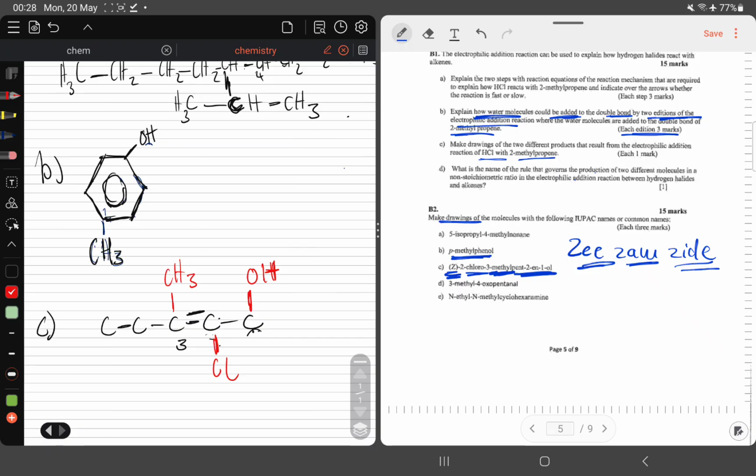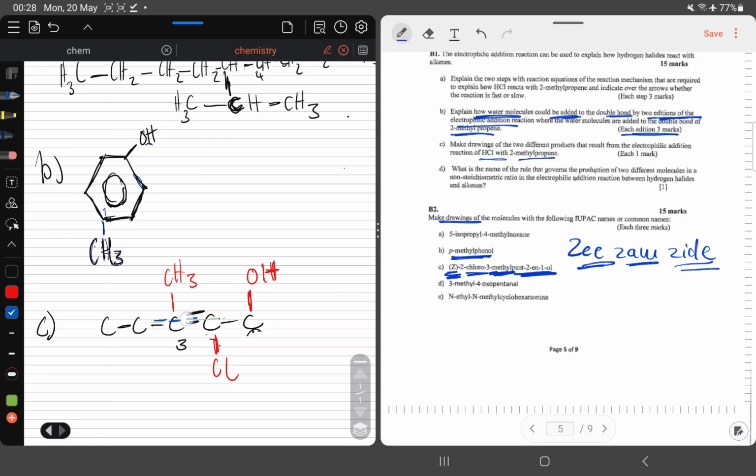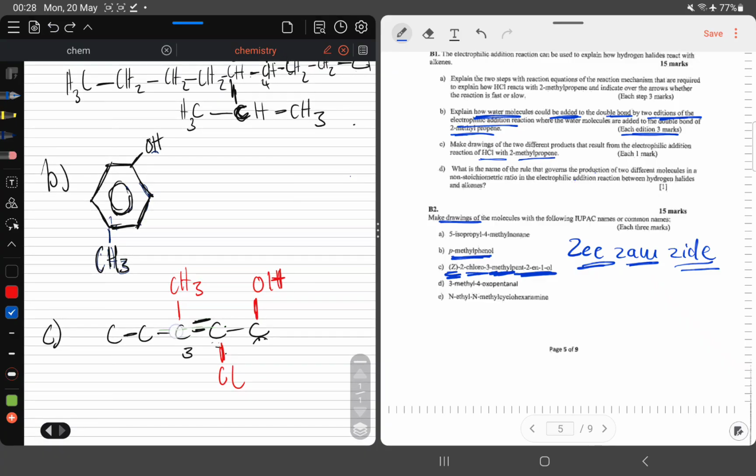Now they said it is Z. So remember, if it is Z, that means the priority guys are on the same side. So here we would put our dotted line. That's a bad crayon, I'm going to take blue. Here we would put our dotted line going through the double bond. Here's our double bond. Remember that we are analyzing this carbon over here in blue and this one here. These are the carbons that we are analyzing, right?